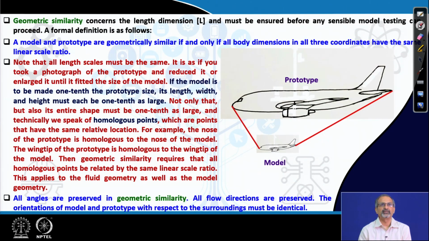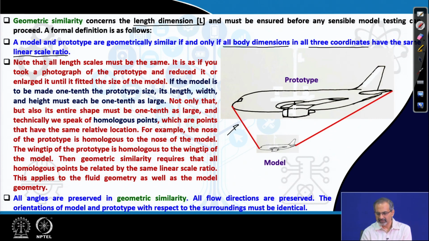Let us begin with geometric similarity, which is the simplest of all, but one of the most crucial ones. It concerns the length dimension and must be ensured before any sensible model testing is conducted. What is the definition? A model and prototype are geometrically similar if and only if all body dimensions in all three coordinates have the same linear scale ratio.